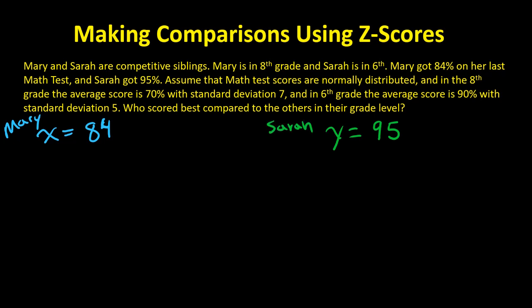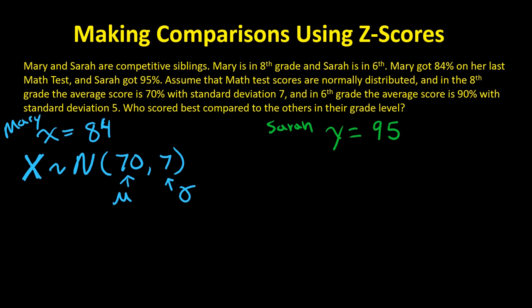We're going to assume that the math test scores are normally distributed, and in the 8th grade, which is Mary's grade, the average score is 70% and the standard deviation is 7. So the random variable x, which represents all possible scores for 8th graders, is normally distributed with mean 70, standard deviation 7. So this is the mean, or mu, and 7 is the standard deviation, or sigma.